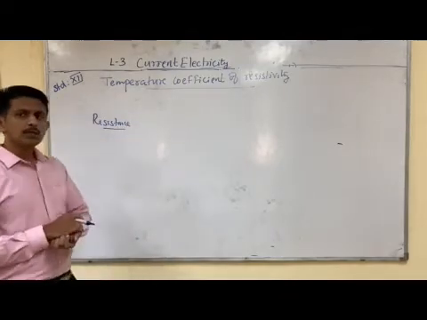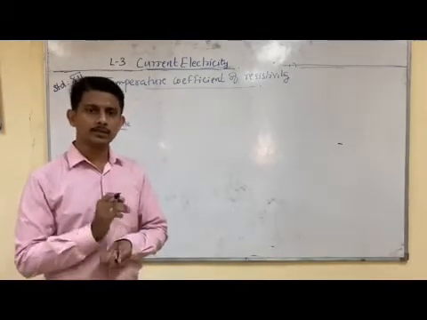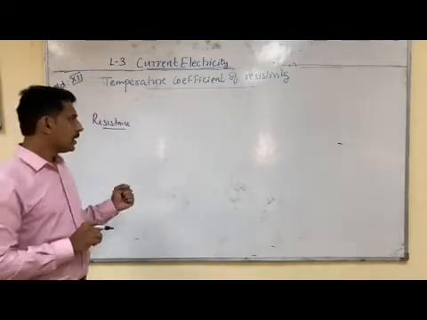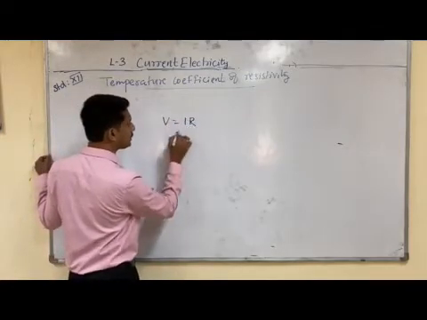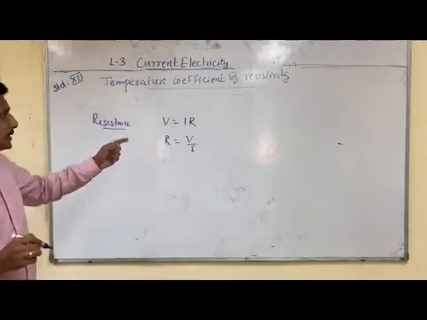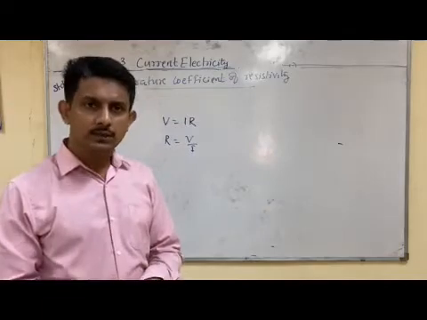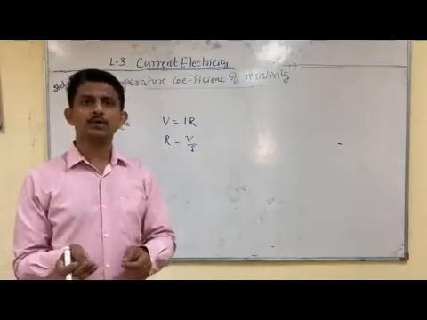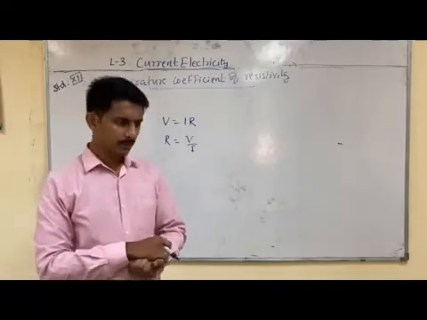Resistance is a property of a conductor to oppose the flow of current. That property of a conductor to oppose the flow of current is known as resistance. And according to Ohm's law, we study that V is equal to IR, so R is equal to V by I. So here we are discussing the temperature coefficient of resistivity. First we are going to discuss what is resistivity and what is the dependence of resistivity of a conductor with the temperature. Those things only we are going to discuss.